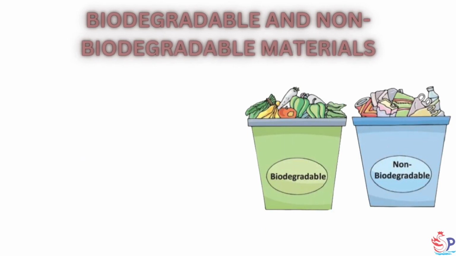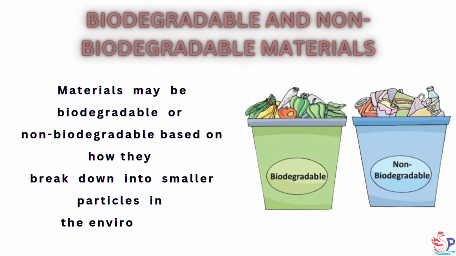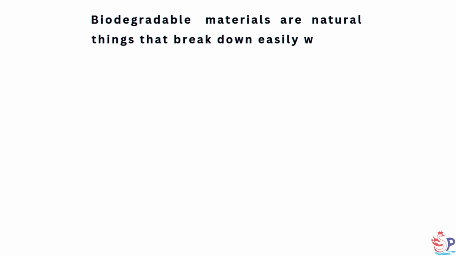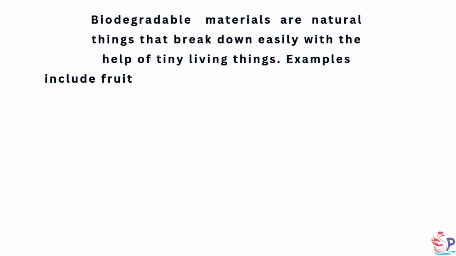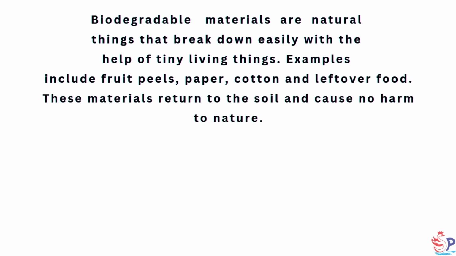Biodegradable and non-biodegradable materials. Materials may be biodegradable or non-biodegradable based on how they break down into smaller particles in the environment. Biodegradable materials are natural things that break down easily with the help of tiny living things. Examples include fruit peels, paper, cotton and leftover food. These materials return to the soil and cause no harm to nature.